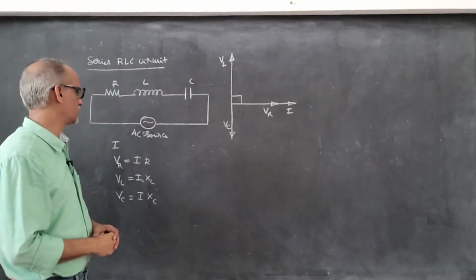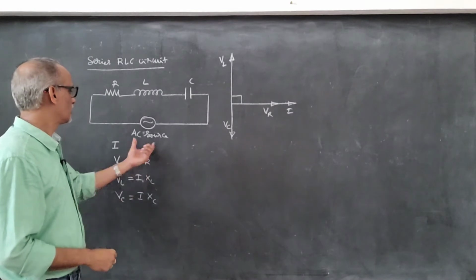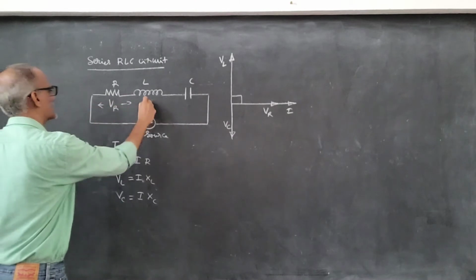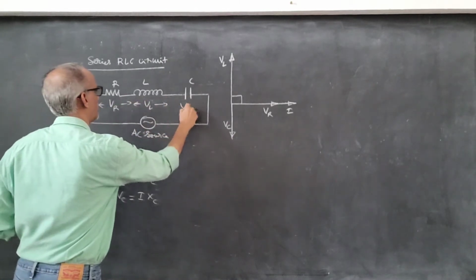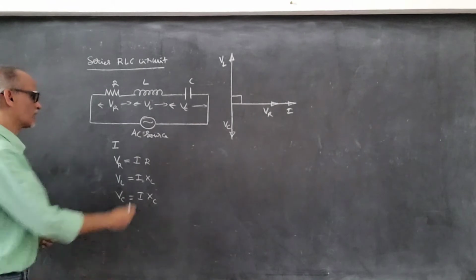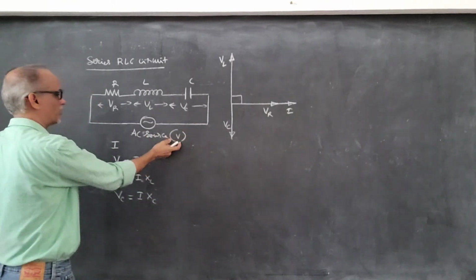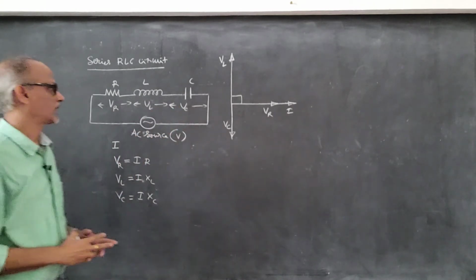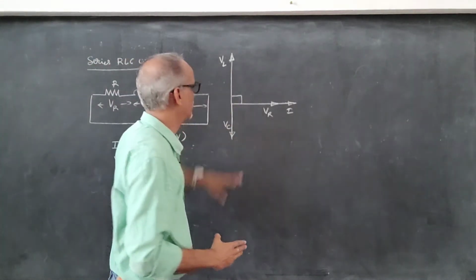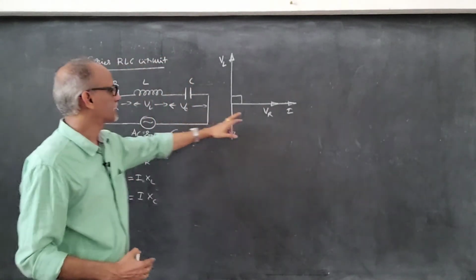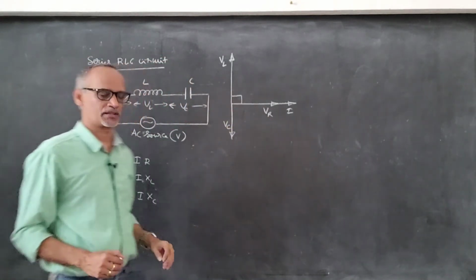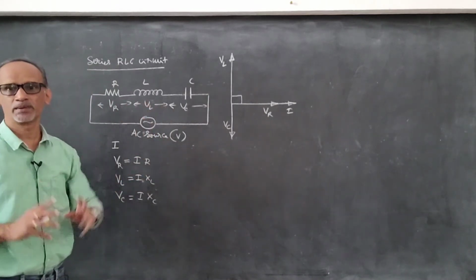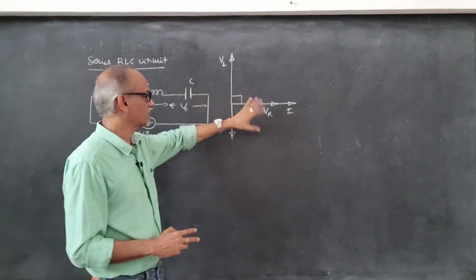And now we have to find the voltage across the combination and the voltage across the resistor, the inductor and capacitor. If V is the voltage across the combination, then what is the relation between V, VR, VL and VC? That is what we are going to derive using this diagram, which is called the phasor diagram. We have to simplify three vectors in three different directions. That's why V is not equal to VR plus VL plus VC, because of the phase relation.